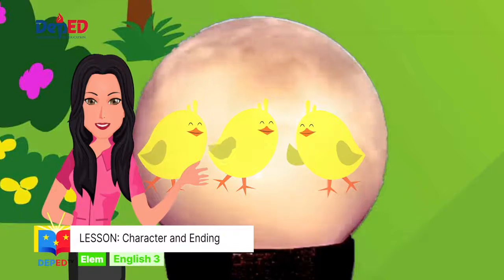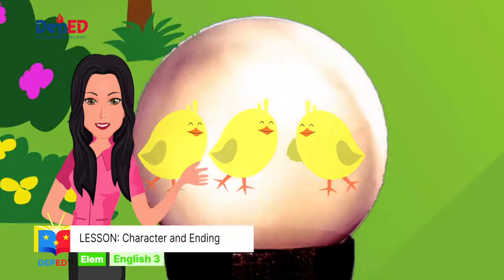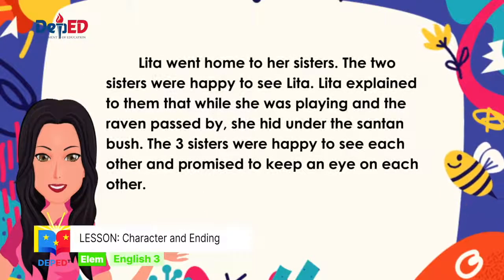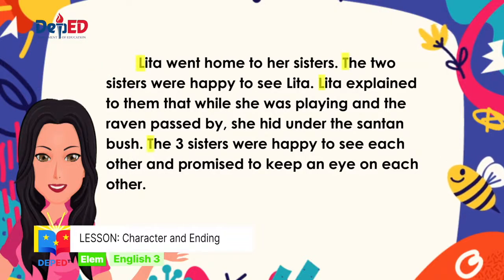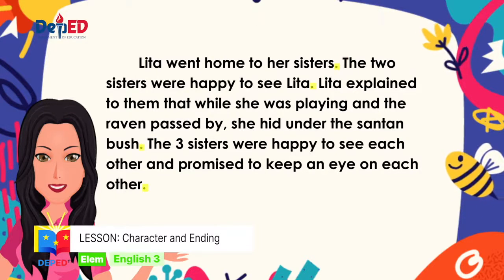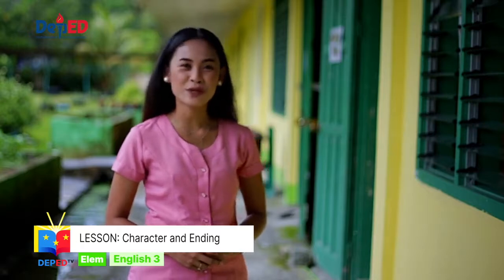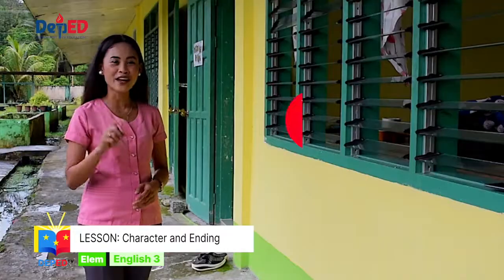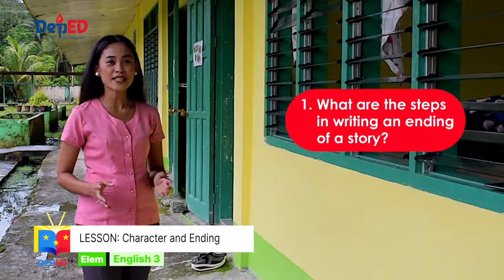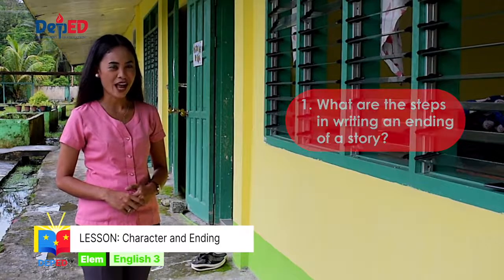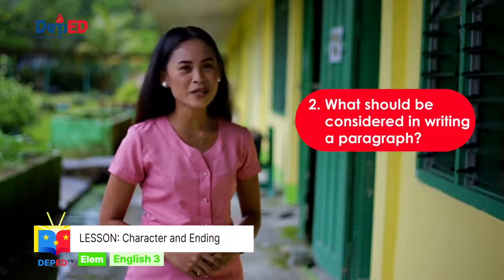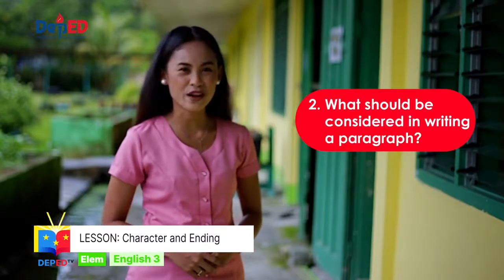Great! So we will choose the second ending. Look at how it is written in paragraph form. It is indented. The beginning letters of every sentence are in capital letters, and there is a period after every sentence. To wrap up today's episode, let us answer the following questions. Number 1. What are the steps in writing an ending of a story? Number 2. What should be considered in writing a paragraph?